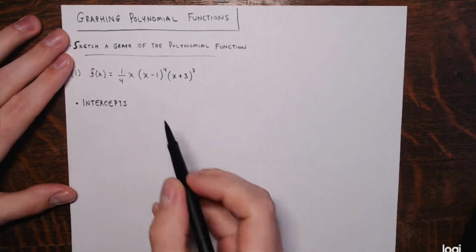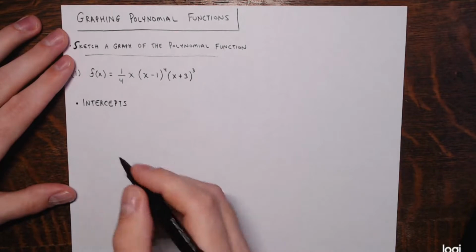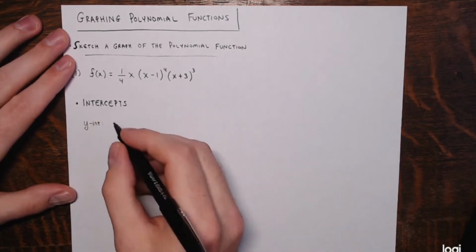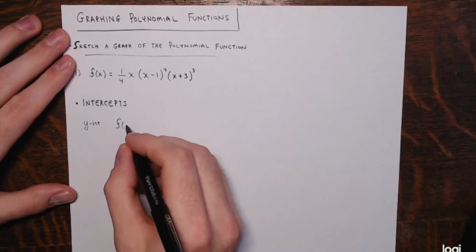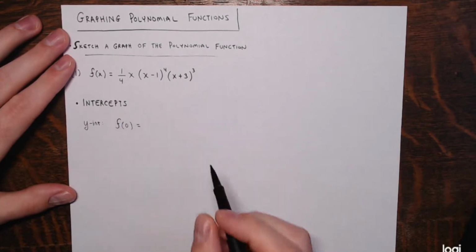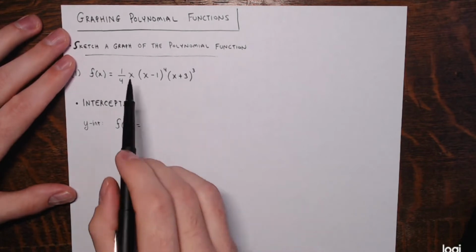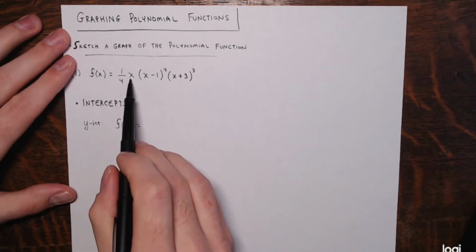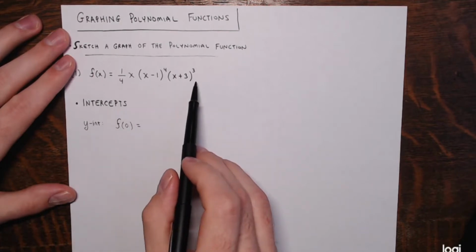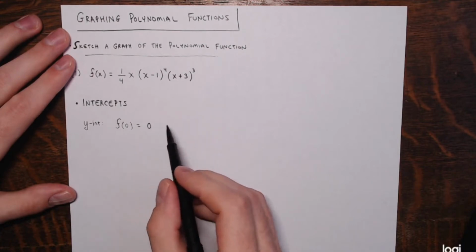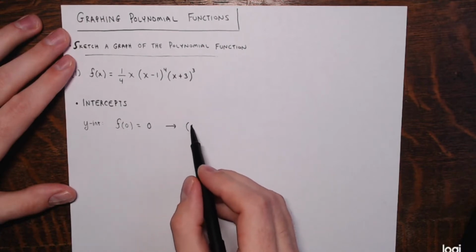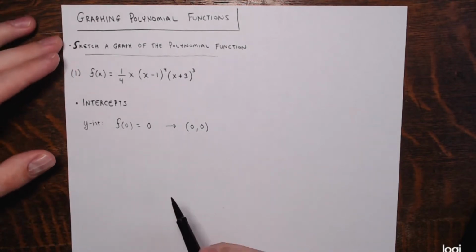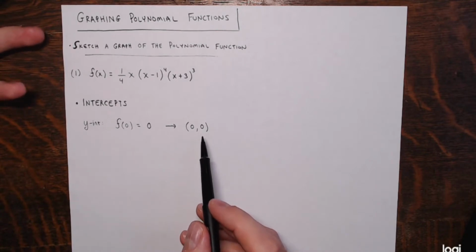The y-intercept is simple enough. You just plug in 0 for x. What's f of 0? I'm hoping it's obvious here, but there's a factor of just x. So if I replace x with 0, you're going to have 0 times whatever, and the whole thing will be 0. So the origin, 0, 0, is the y-intercept. And notice that that is also an x-intercept, since it's on the x-axis as well.